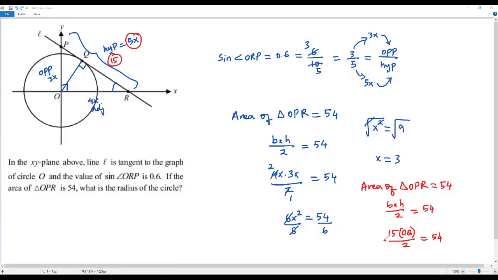Now let me multiply both sides of this equation by 2. Then this 2 will cancel out and 15 times OQ equals, on the right side, when I multiply 54 and 2, I am getting 108. Now to solve for OQ, let me divide both sides of this equation by 15. When I do so, this 15 will cancel out. I am getting OQ on the left side. On the right side, when I divide 108 by 15, I am getting 7.2. Actually, this OQ represents the radius of the circle. So the radius of the circle is 7.2 units.